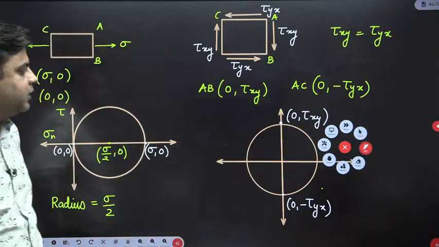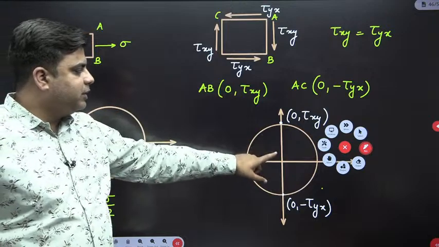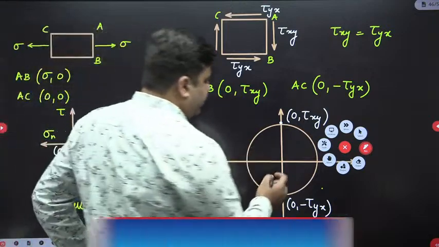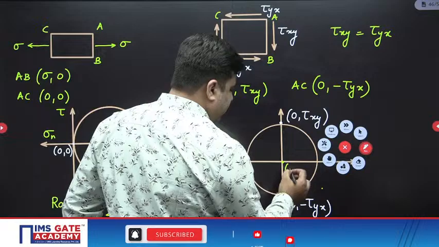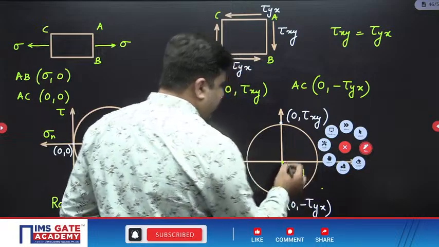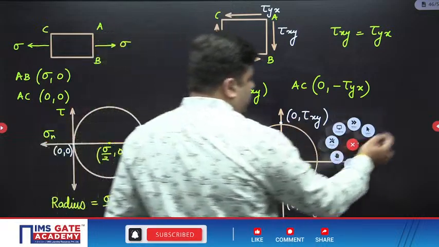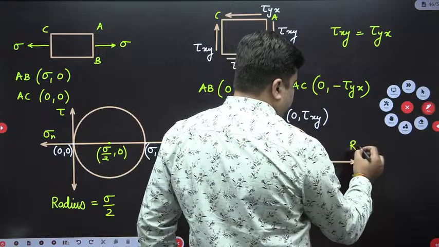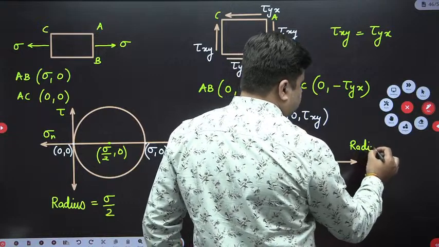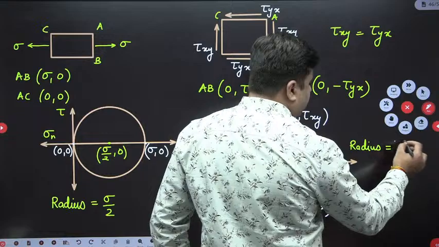Okay, so under the state of pure shear, you will get this type of Mohr circle whose center will be at origin. The radius of the Mohr circle will be equal to tau xy.